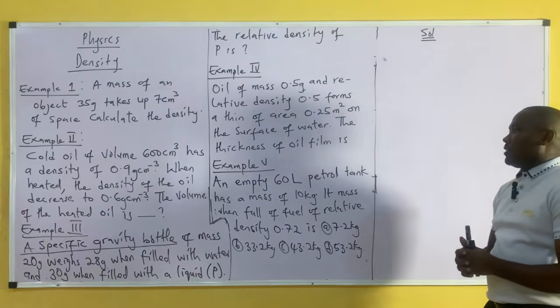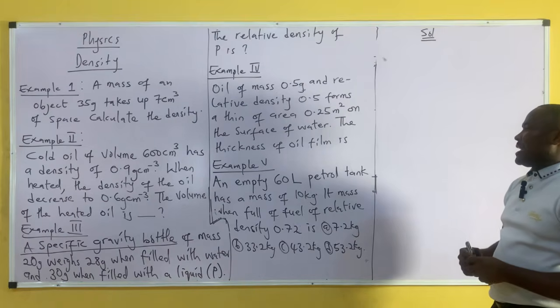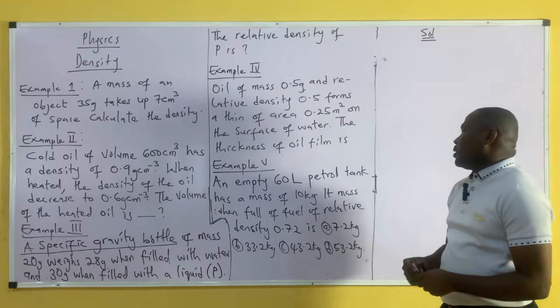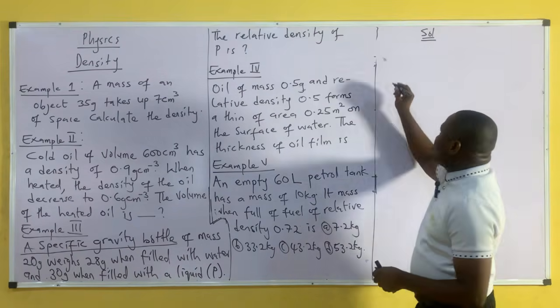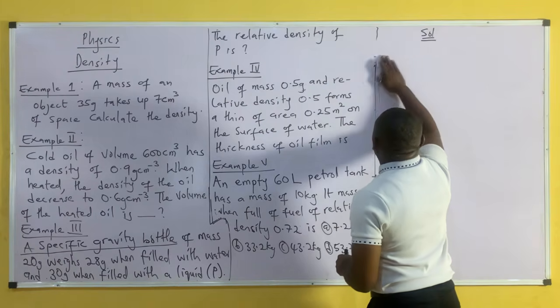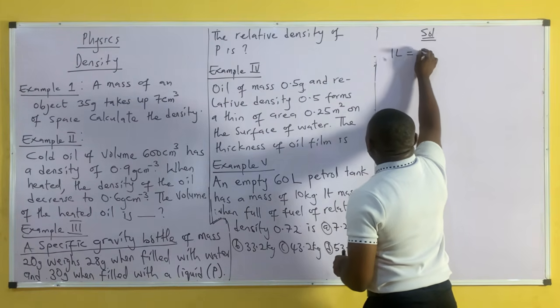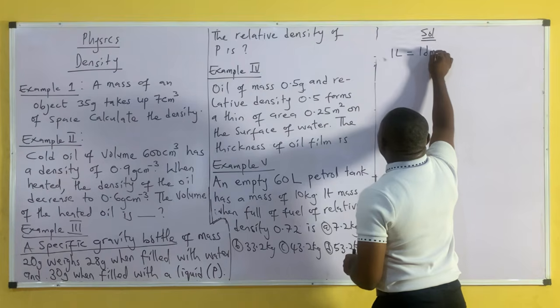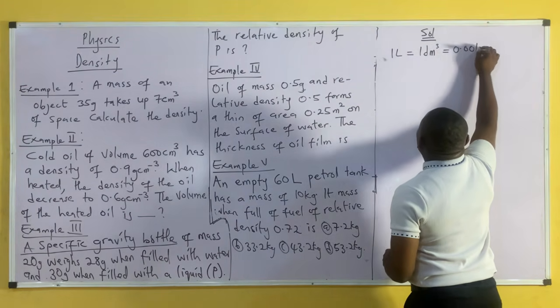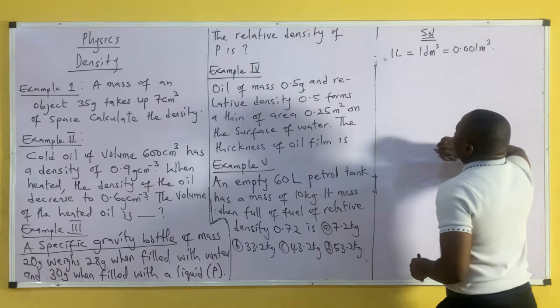Thank you. Now let's see question number 5. Question number 5 says an empty 60 liters petrol tank. I want you to know that 1 liter is equal to 1 dm cube and is equal to 0.001 meters cube. Take note of this.